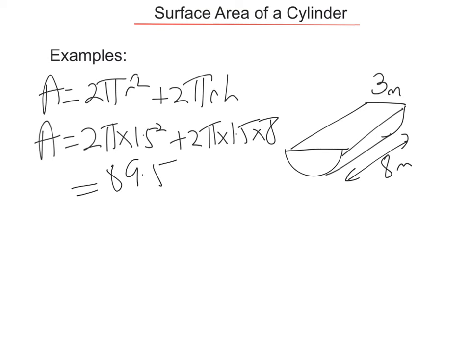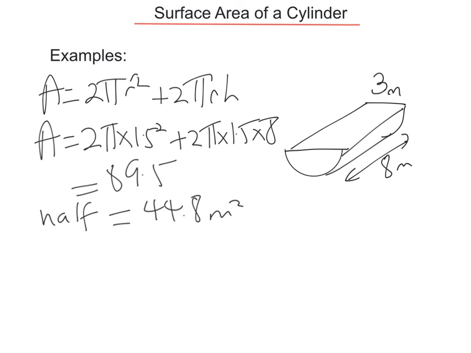89.5. Now we only want half of that because we've only got half of a cylinder. So half a cylinder is equal to 44.8 meters squared. Now that's not the whole surface area because we still haven't done this rectangle here.